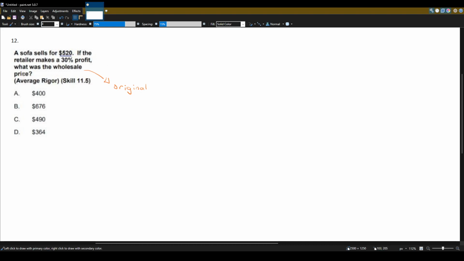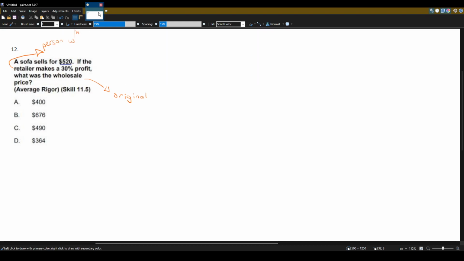The retailer, if that word throws you off, it's just the person who sold it. Person who sold the sofa. So we have to think about this like an equation. Let's break it up into three parts. The sofa sold for $520.